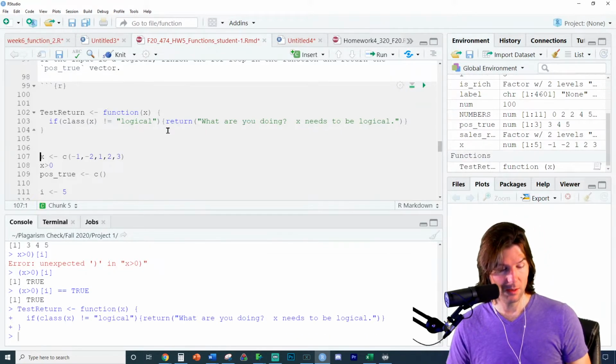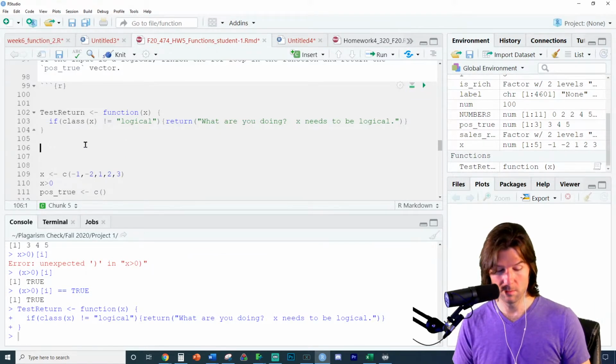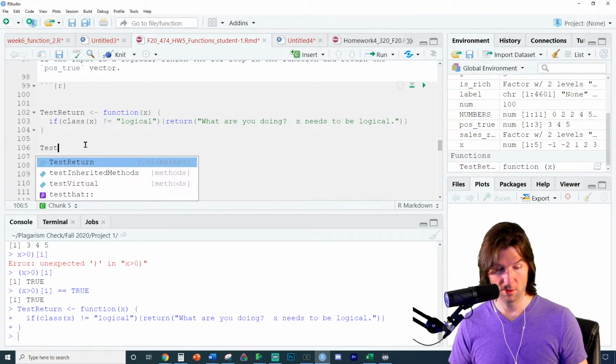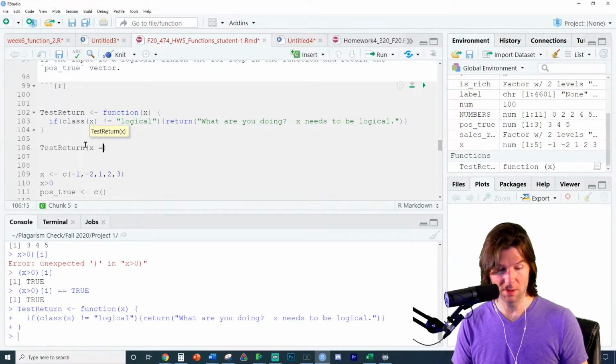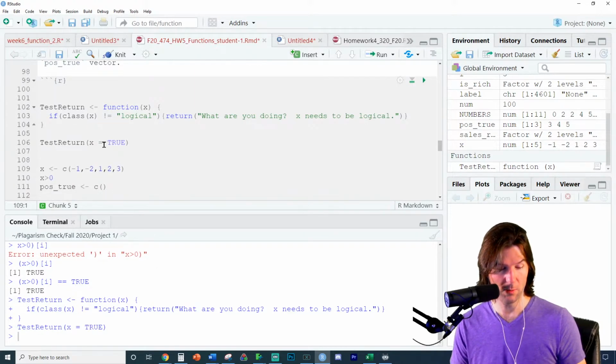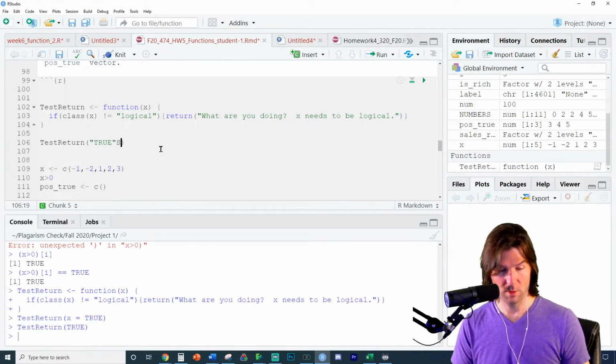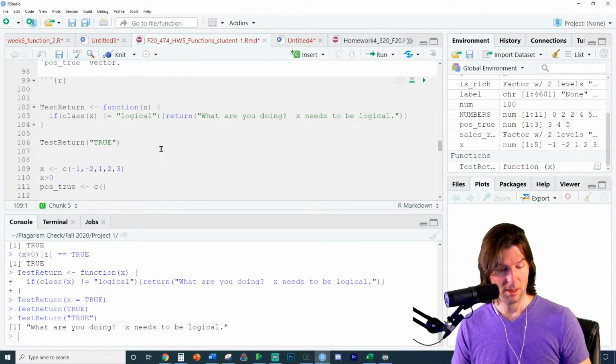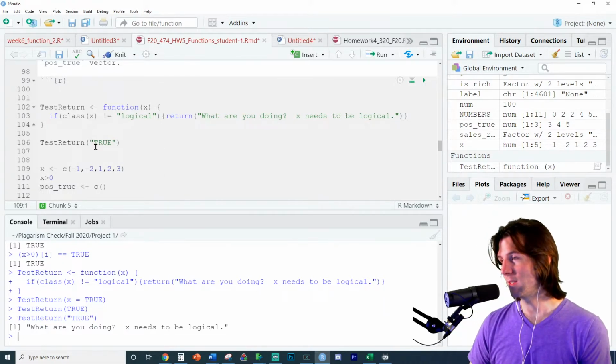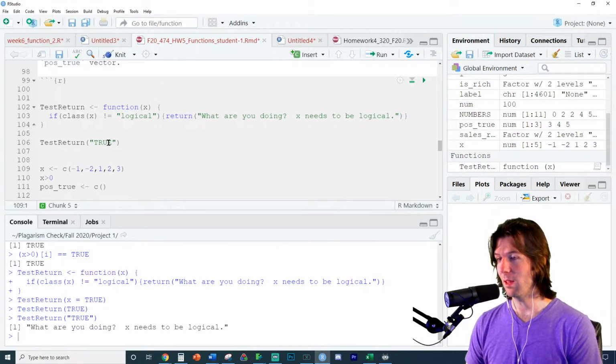Now let's do the test return. Remember that anything you put in here is equal to X. So you could do it this way, and we don't get the test return. You could do it this way because there's only one argument. Or you could do it this way. Oh, that's fine. X needs to be logical, because in quotes, this is not the logical true.